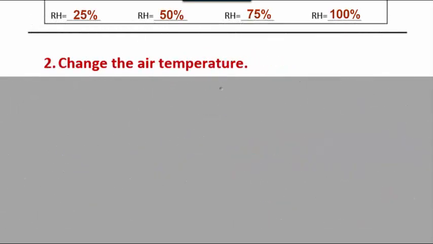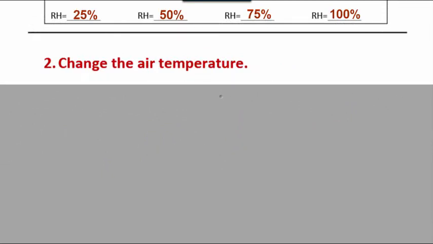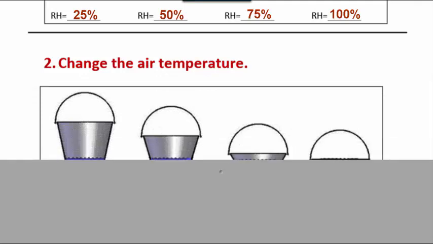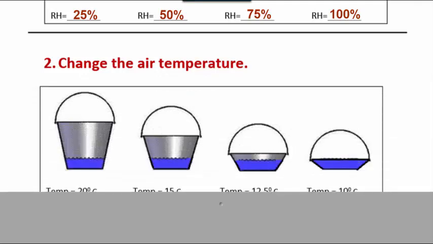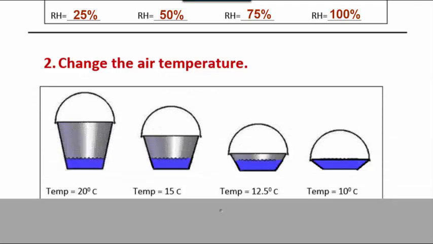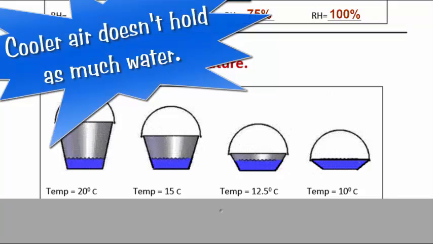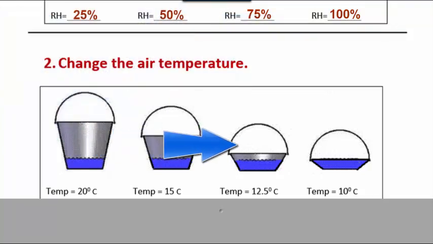Okay, the second way to change the humidity is to change the air temperature. Now here's where it gets a little tricky. If you look at the next set of buckets in the next diagram, I want you to notice that the buckets aren't the same size anymore. The air temperature is cooling off as we go from left to right. Cooler air doesn't hold as much water. So as we cool the air, it's like shrinking the buckets.